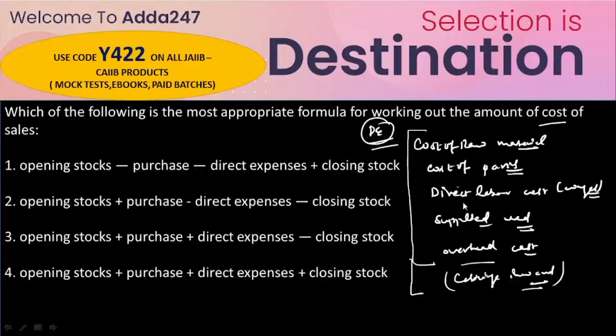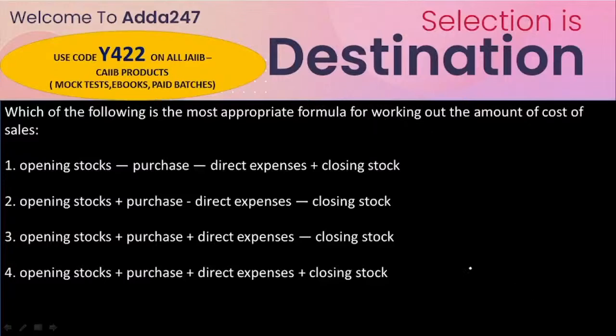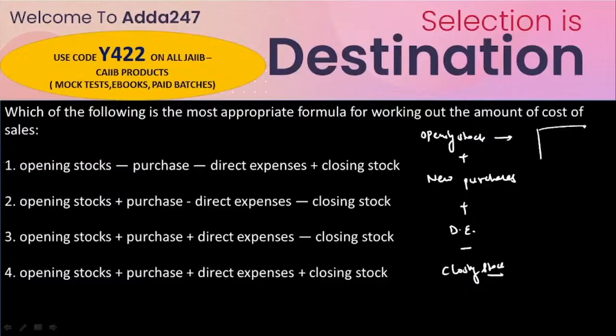Now understand the formula of the cost of goods sold, which is equal to opening stock plus new purchases plus direct expenses minus closing stock. Opening stock means, suppose that in our factory there are already 2000 units available for sale purposes. So we already have 2000 units at the start of the financial year, and that is known as opening stock.